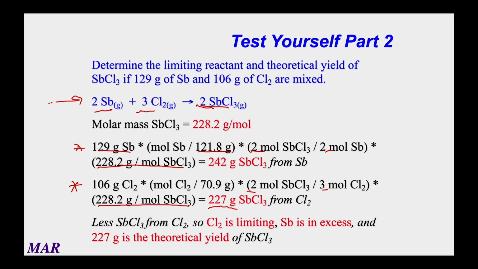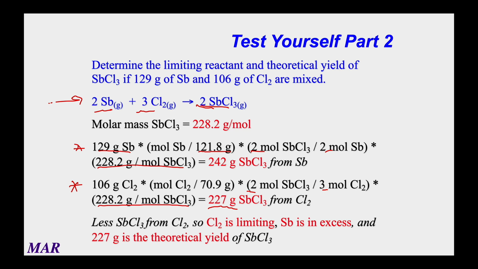So what that means is that the Cl2 is creating only 227 grams, and the antimony is creating 242 grams. So because 227 is less than 242, that means that chlorine, which is the reactant that created the 227 grams, is the limiting reactant. And by default, the other reactant is going to be in excess. So in this case, that would be antimony. And also importantly, the smaller number is really important, that 227. That's the theoretical yield of the SbCl3. That's how much we should make if this reaction goes well.